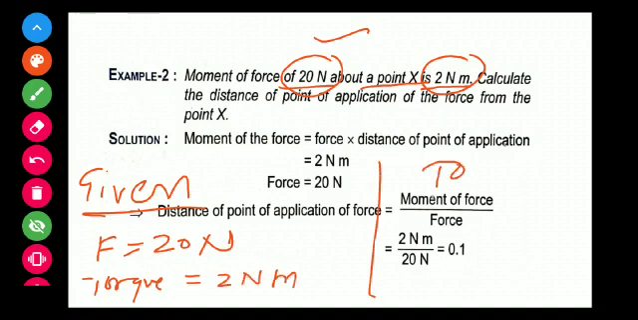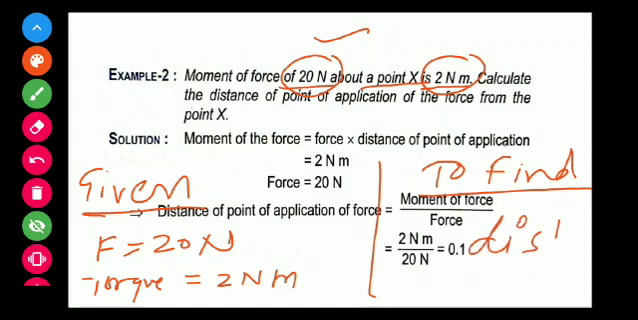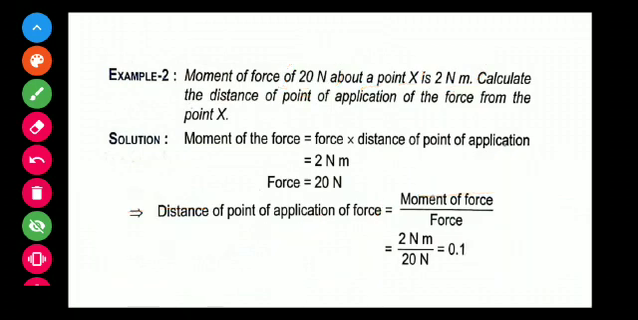Now the term which you have to find: calculate the distance of the point of application of force from point X. You have to find distance. Force and torque are the given quantities, and distance you have to find. What is the relation between force, torque and distance? The relation is torque is equal to force into distance, and put the given values.